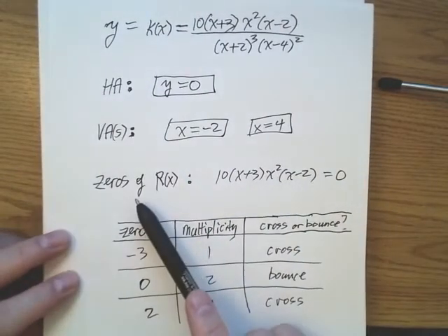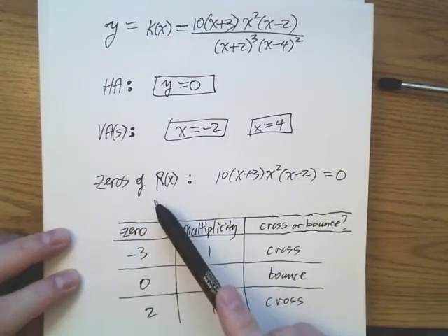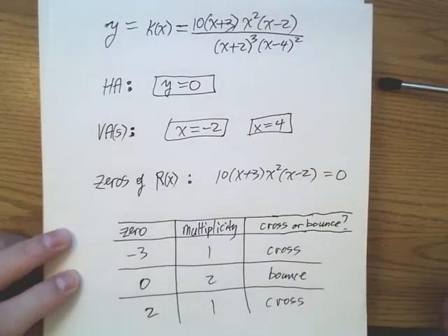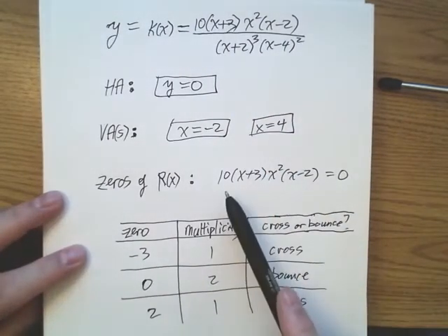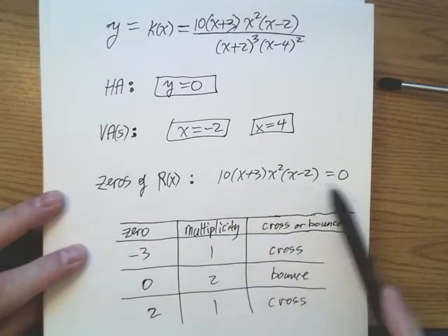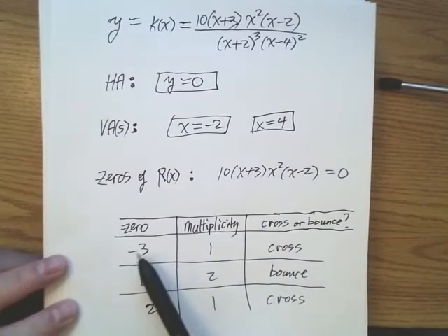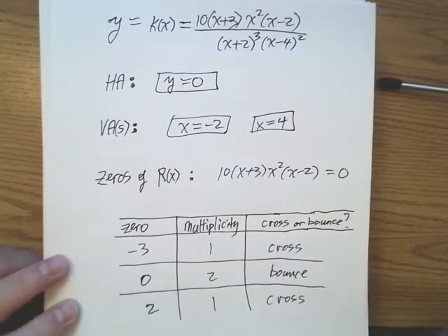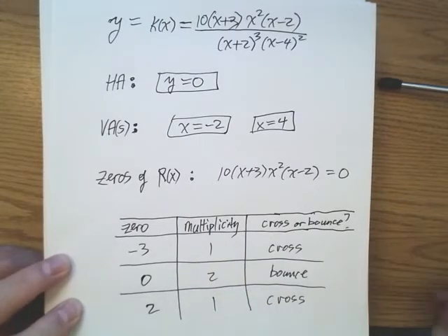Okay, we need to next find the zeros of the numerator, which I've been calling r of x, thinking of it as a remainder upon the division of two polynomials. So I take r of x there, 10 times x plus 3, x squared, x minus 2, set it to 0, right? And what am I going to do? I find negative 3, 0, and 2 as zeros with multiplicities 1, 2, and 1 respectively.